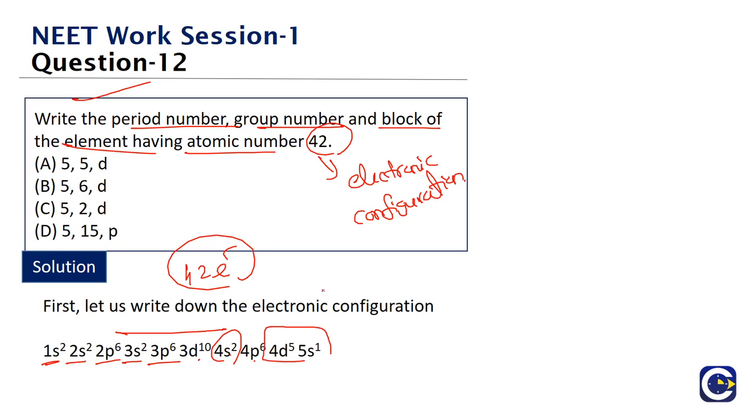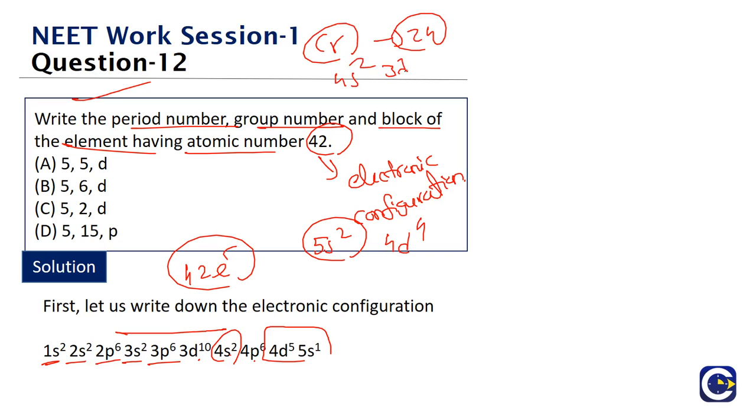So normally it should be what? 5s2. After filling 5s we will start filling electrons into 4d: 5s2, 4d4. But just like chromium, what is chromium? Atomic number 24. Remember, chromium, what do we have? We will not have 4s2, 3d4. We will be having 4s1, 3d5. Half filled d will be more stable. Same reason here also. It will be 4d5, 5s1. Abnormal electronic arrangement.